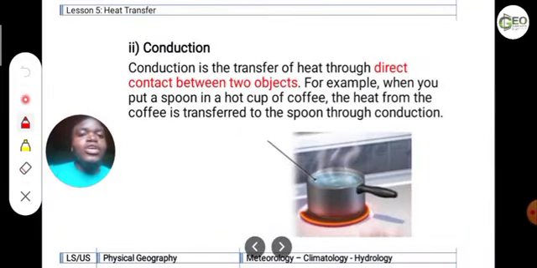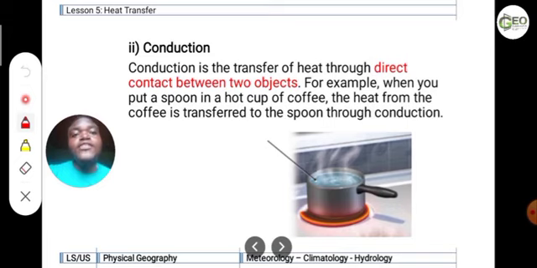Secondly, we shall talk about conduction as a major mechanism through which heat is transferred vertically. Conduction is a transfer of heat through direct contact between two objects or between two bodies. For example, when you put a spoon in a hot cup of coffee, the heat from the coffee is transferred to the spoon through conduction. Yes, this is a very good example.